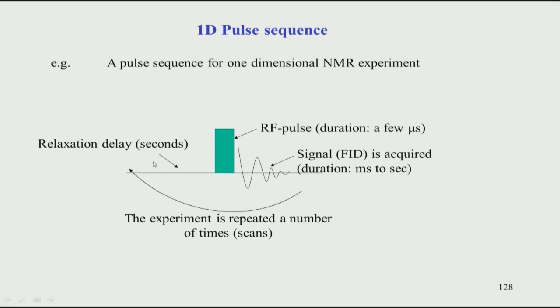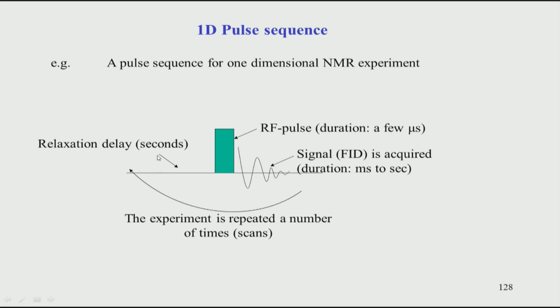You have first a simple relaxation delay, then you apply the excitation pulse. This is now a 90-degree pulse, then you record the signal, then again you go back. This is what we call the number of scans. It is the word we use when we go back and repeat this n number of times. Each time the FID is stored and added together. This cycle is called a scan. If you do this cycle n number of times, we use the word n scans.